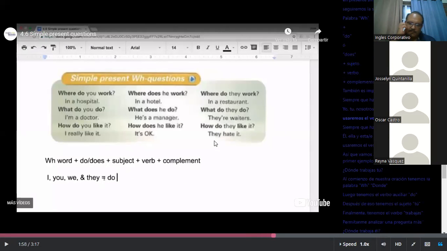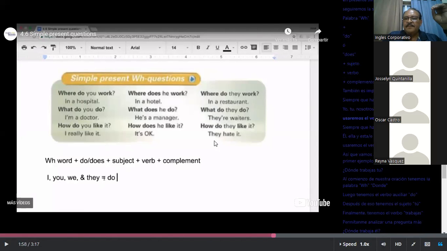Okay, before we continue, do you have any questions about the meaning of the questions? Where do you work? What do you do? How do you like it? Where does he work? What does he do? How does he like it? Where do they work? What do they do? And how do they like it? Basically, there are three questions. Where do you work? What do you do? And how do you like it?